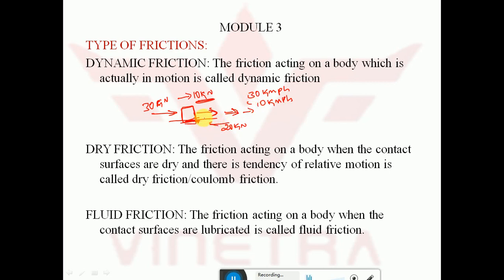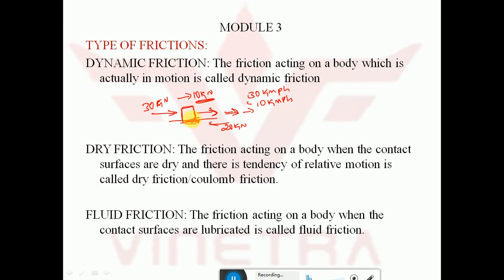The body is moving, but there is a development of a frictional force when the body is in motion. The friction acting on a body which is actually in motion is called dynamic friction. Next is dry friction. When the body is moving, the friction developed is a dynamic friction.